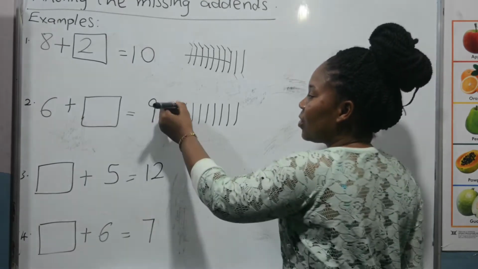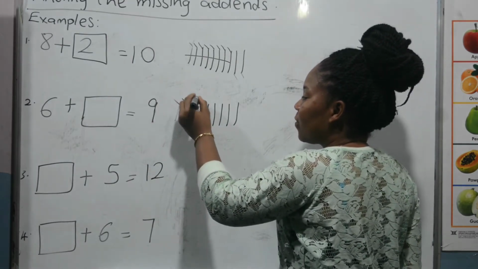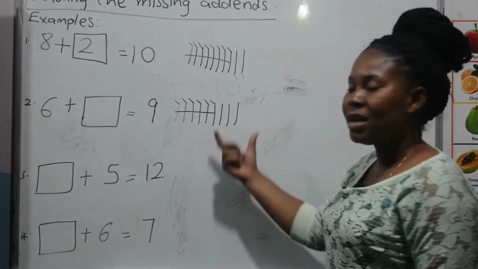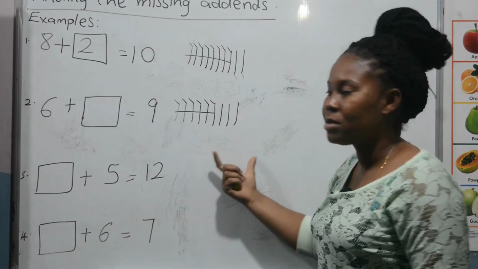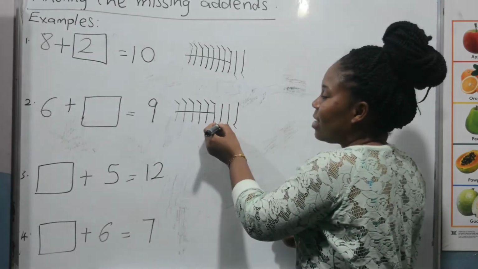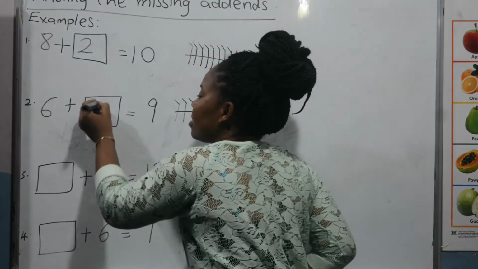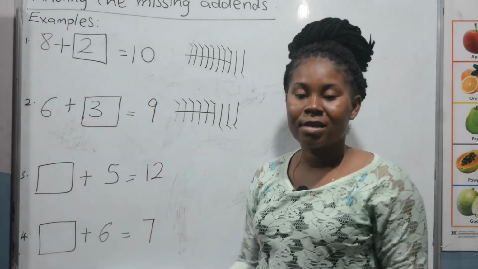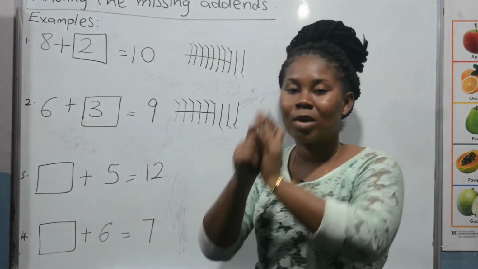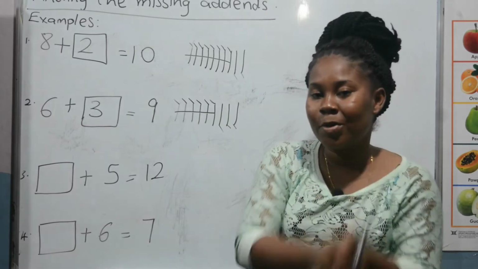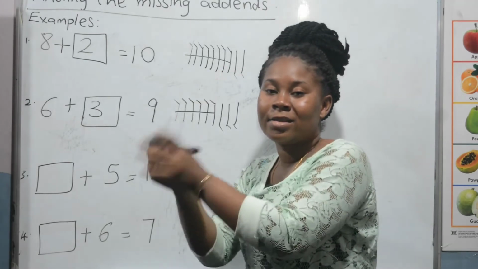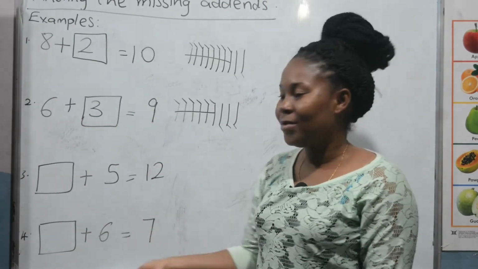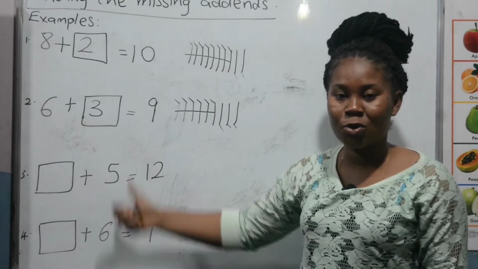So let's count 6 out of it. 1, 2, 3, 4, 5, 6. Good. So we take the 6 out. Now let's count the remaining strokes on the board. 1, 2, and 3. So it means the answer will be what? 3. So 6 plus 3 equal to 9. When you have 6 oranges and then 3 pencils and you put all of them together, you get what? 9. Very good. So I will leave the 2 examples for you to solve at home.